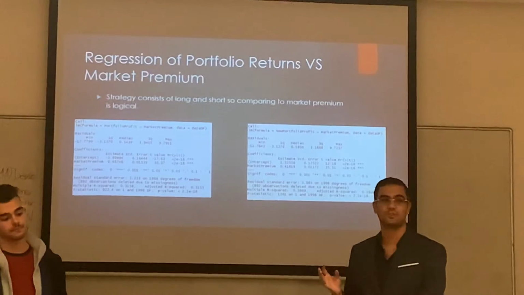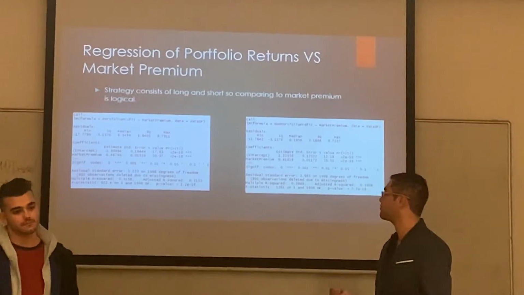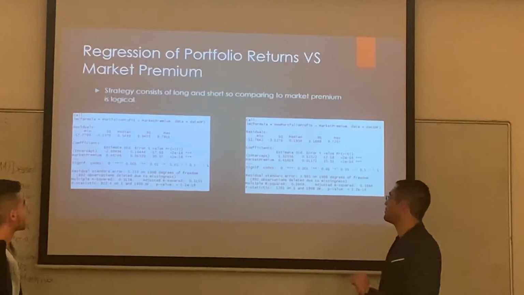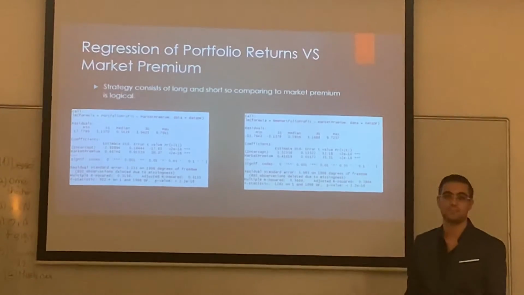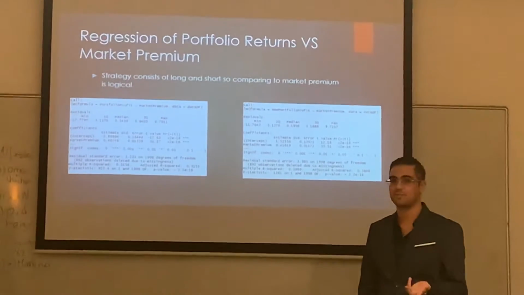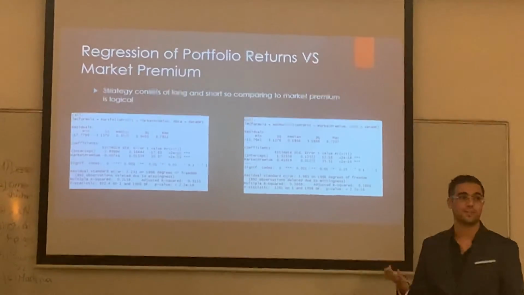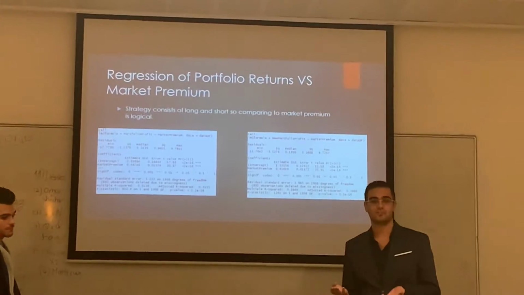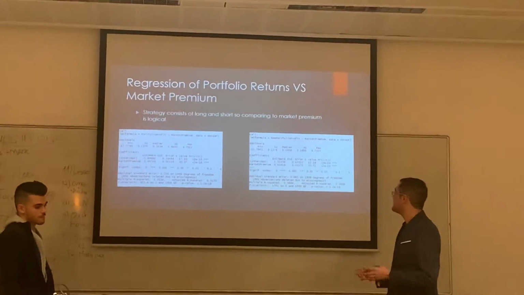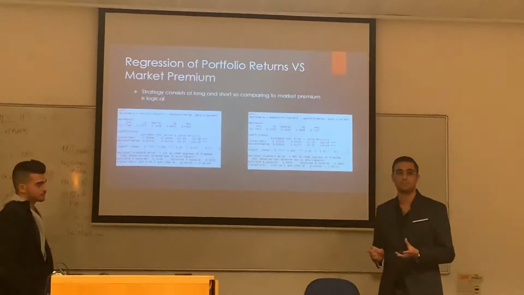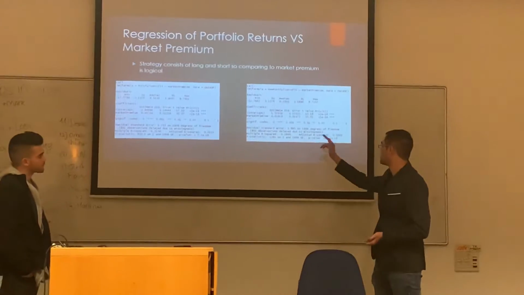So we ran a regression of our returns against the market premium, and we got the following results: an alpha of 1.5%, which means we beat the market premium by 1.5%. The beta is 0.41, which means for every dollar that goes up in market premium, our strategy goes up 41 cents. And this model explains close to 40% of the returns of carry, as shown by the R-squared value right here.